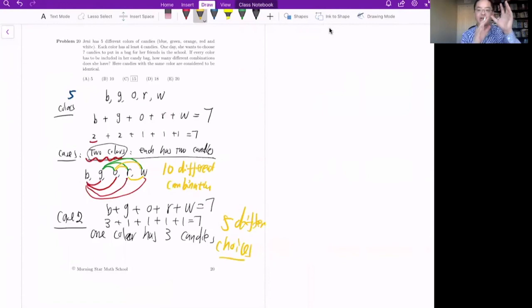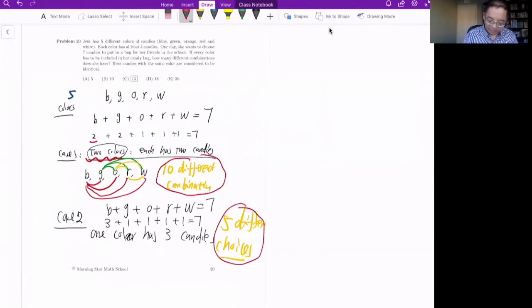You can choose blue: I have 3 blue candies and all the others 1 candy. Or I choose 3 green candies and all the others 1 candy. Or I choose 3 orange candies, all the others 1 candy. Or 3 red candies and the others 1, or 3 white candies. So I have 5 different choices. If you combine situation 1 and situation 2 together, you get 15.